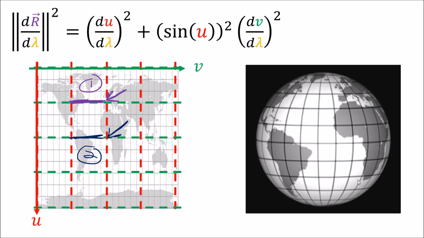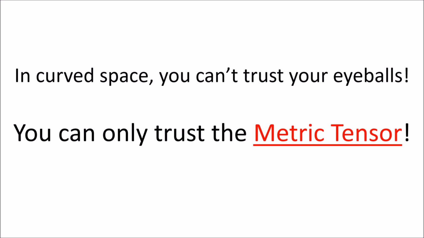So even though the curves look like they're the same length in the UV plane, we have to remember that the rules for measuring distance change from point to point in curved space because of this sine of u squared term here. Okay, so we've learned that in curved space, you can't trust your eyeballs to measure distance. If you want to measure distance properly, you can only trust the metric tensor, because with curved geometry, our eyes will get a distorted view of distance.